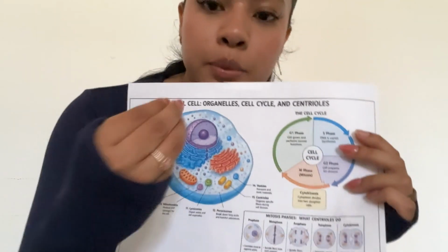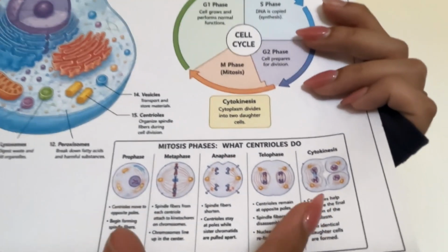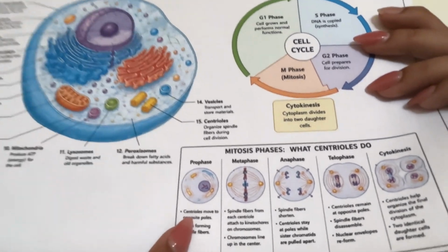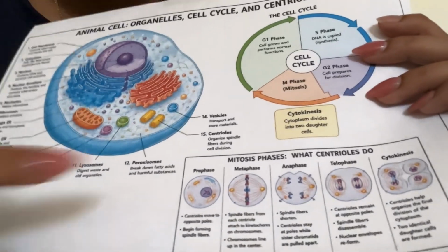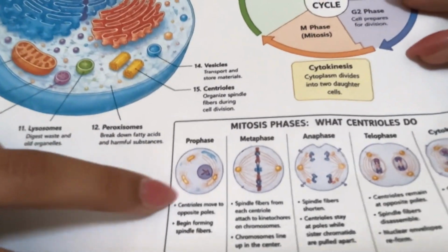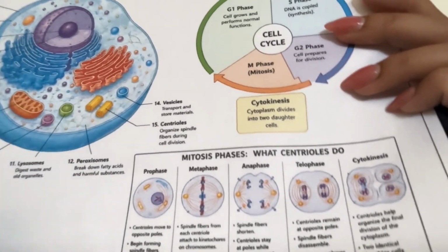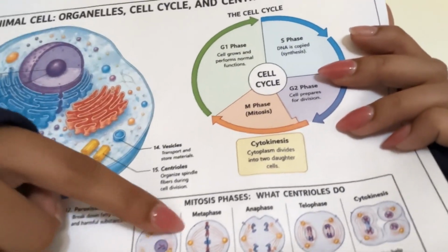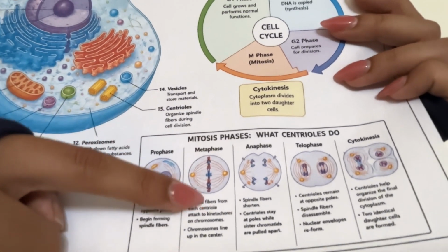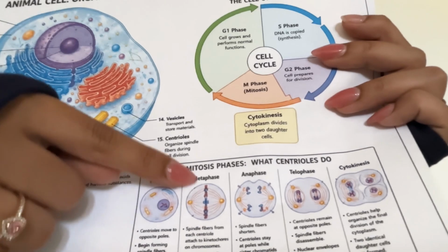So moving away from the organelles and the cell cycle, we have the mitosis down here. As we see, the starting phase is the prophase, in which the centrioles move to opposite poles, as we see in the picture right here, and they begin to form new spiral fibers. So in the metaphase, right here, you see all the spiral fibers attached to the chromosomes, and they align together in the middle.